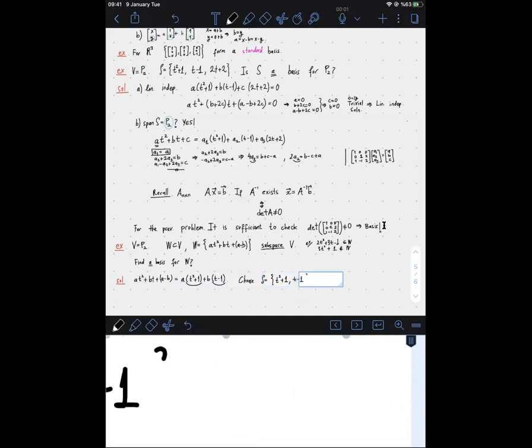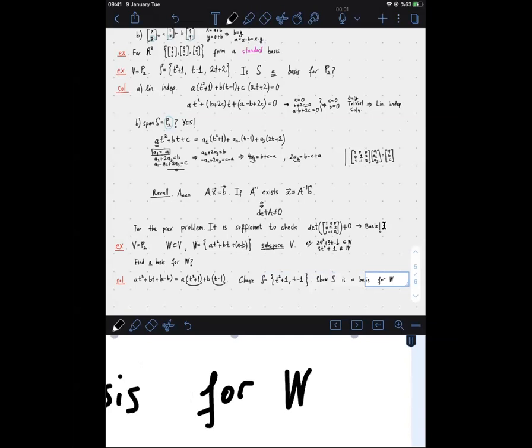Okay, so now the point is to show S is a basis. So we should show that it satisfies the conditions of being a basis. For, of course, which space? For the space W. We should show this. Okay, so how do we show it?